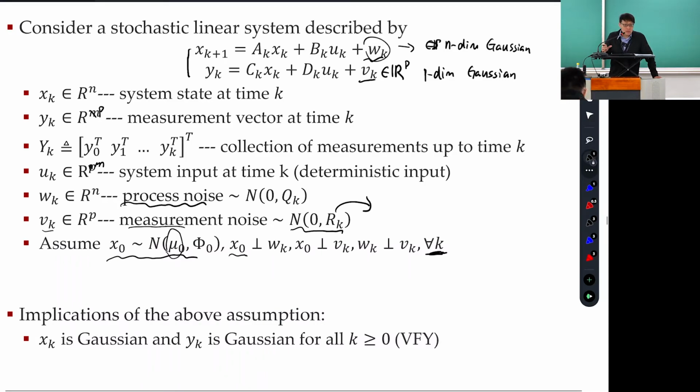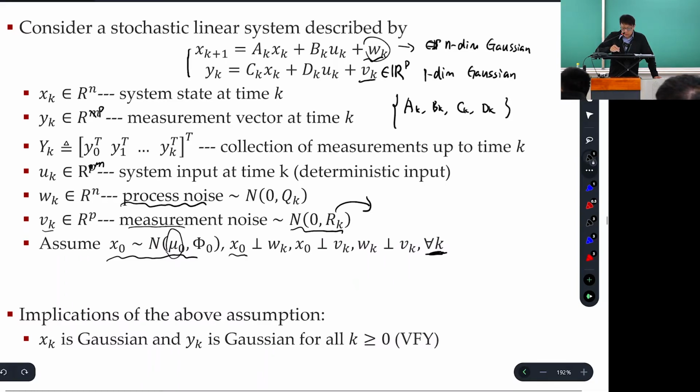Under these assumptions, I'm not sure how much you can get out of them. Here I write the A, B, C, D matrices as A_k, B_k, C_k, D_k, in a more general form, because the A, B, C, D matrices are deterministic but they can depend on k. They can change over time. In this particular setup, those are all deterministic.